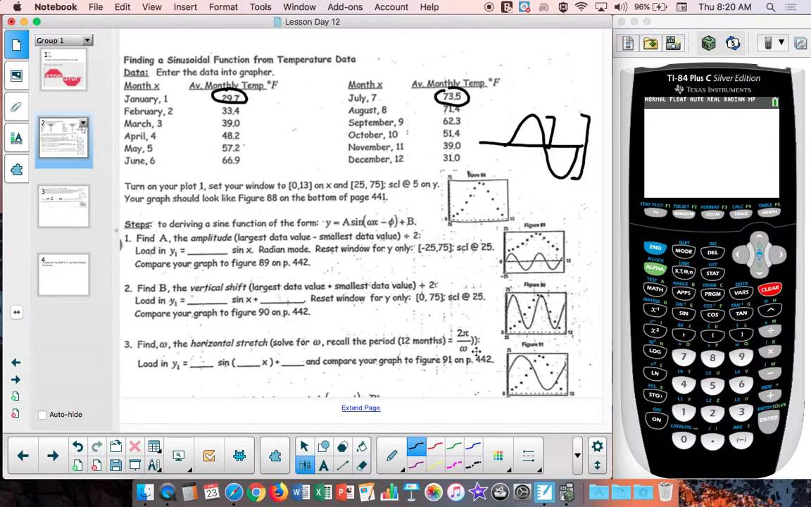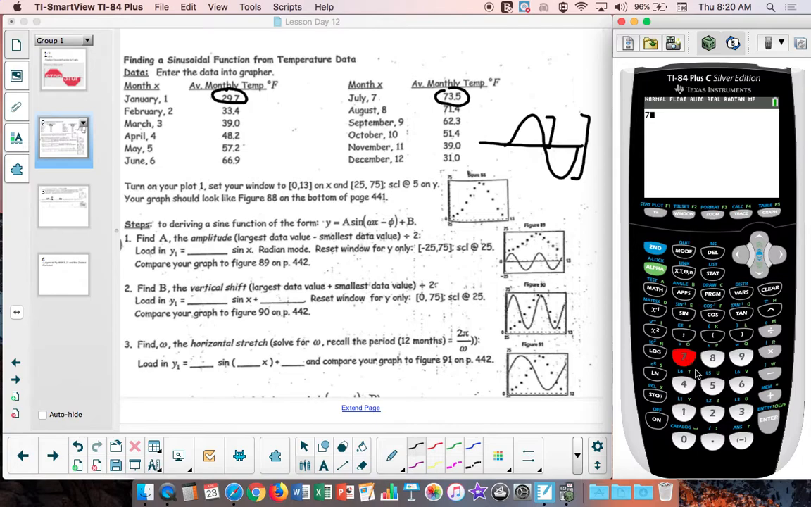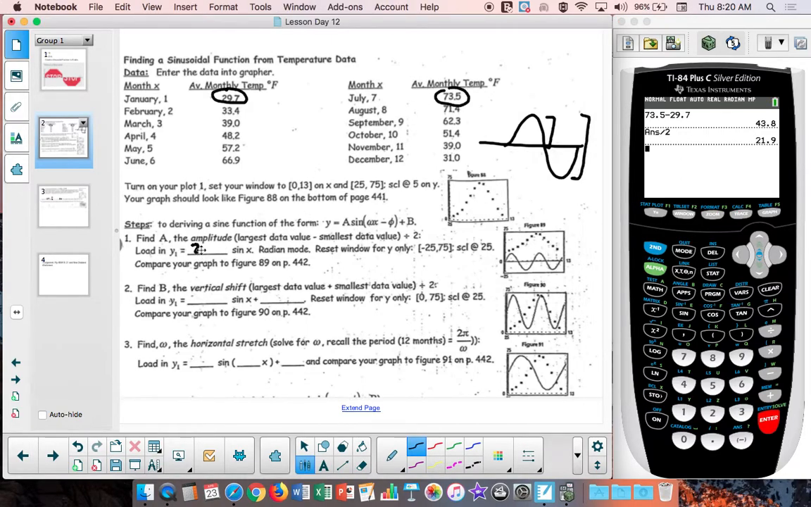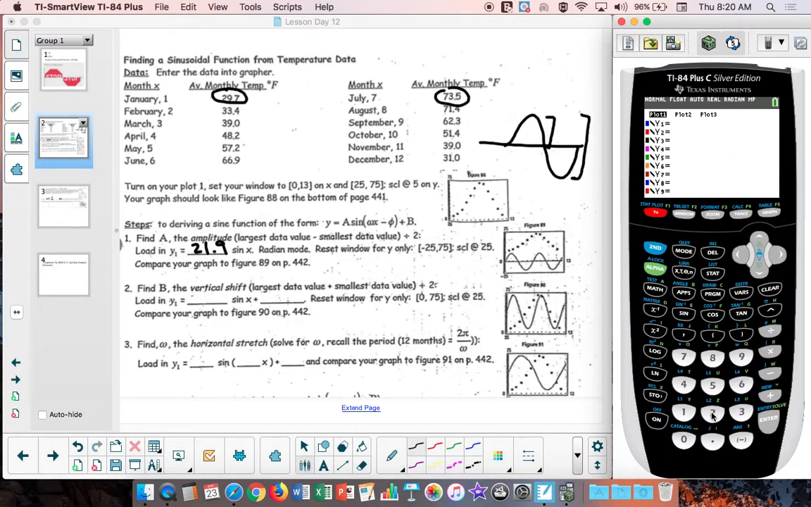So take your calculator. You're going to take 73.5, subtract 29.7, and then divide by 2. That gives 21.9. We're going to add that in here, 21.9, and then plug that into our sine function.